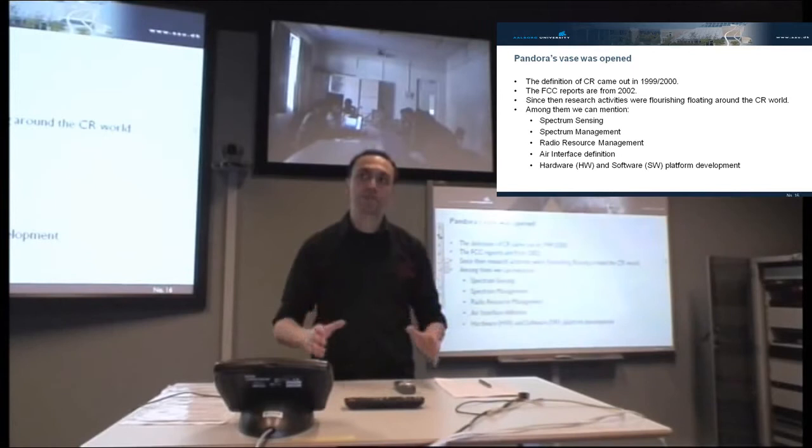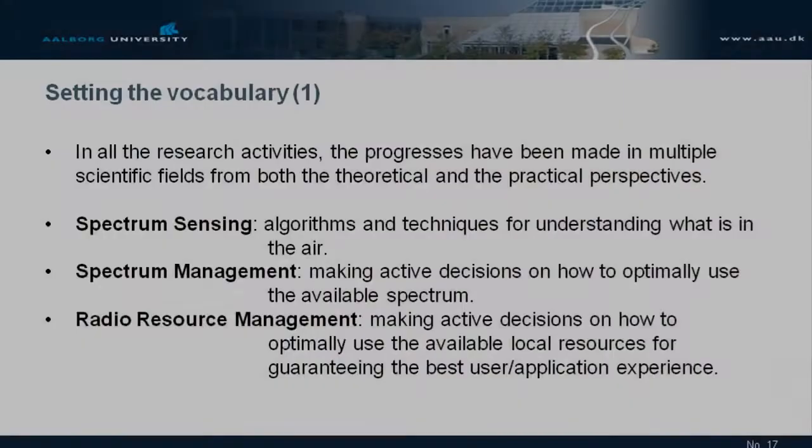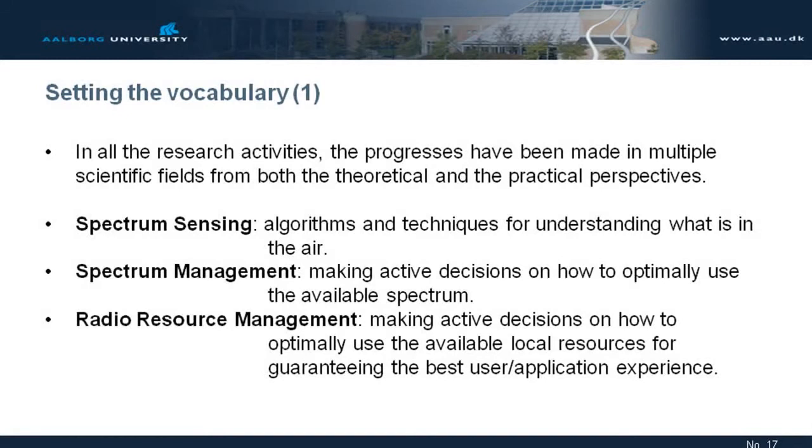There are billions of groups and thousands of papers that deal with it now, in this moment, in the world. Including us. So, let's try to set a bit of vocabulary, which is the basis that we will need in this course. So, spectrum sensing. With spectrum sensing, I mean algorithms and techniques for understanding what is in the air. We can start arguing if this is an official definition or not, but I would like to give you what I think about it so far. Spectrum management means making active decisions on how to optimally use the available spectrum. This is called spectrum management.